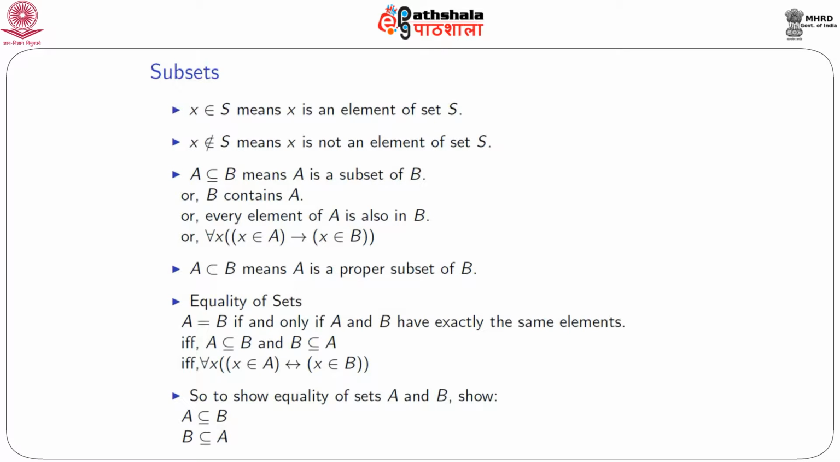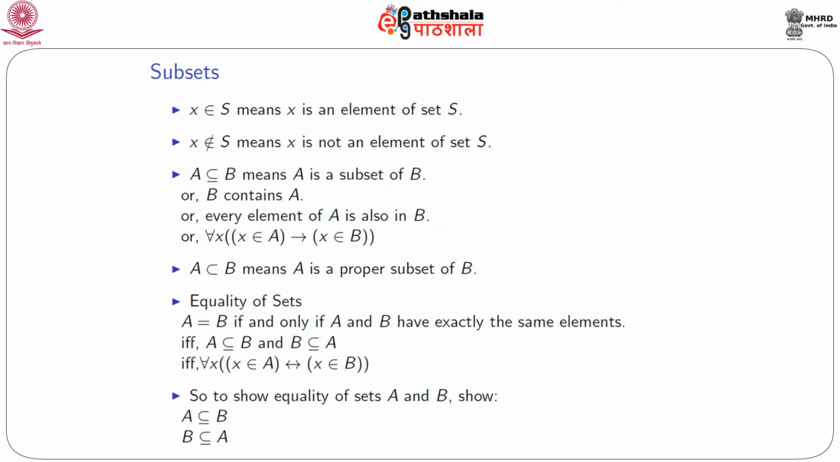Once we have an idea about sets, next we want to get an idea about the subset. We say x belongs to S, that means x is an element of the set S. If x does not belong to S, that means x is not an element of the set S. Now, we say A is a subset of B. This is notationally written in this way. This means that A is a subset of B.